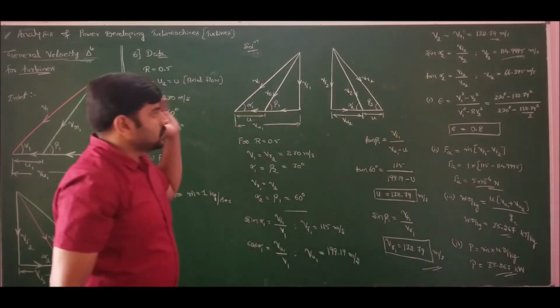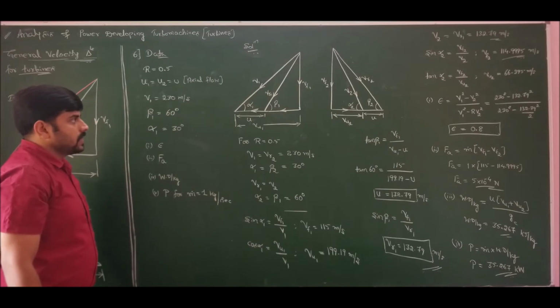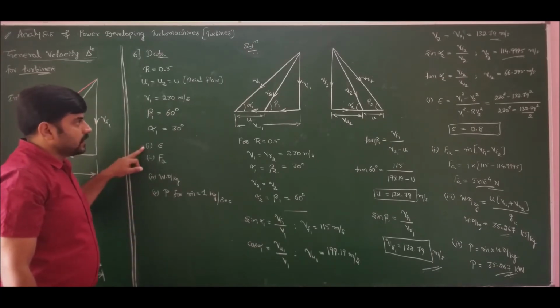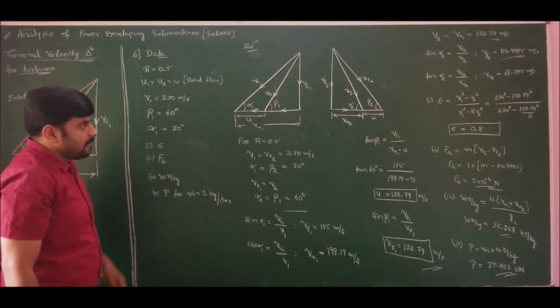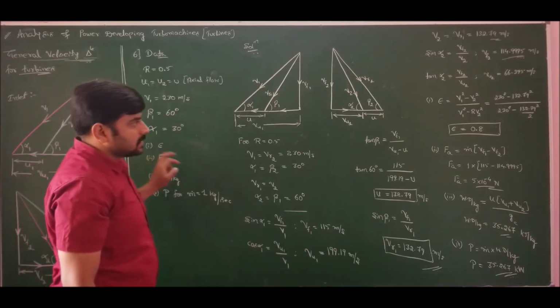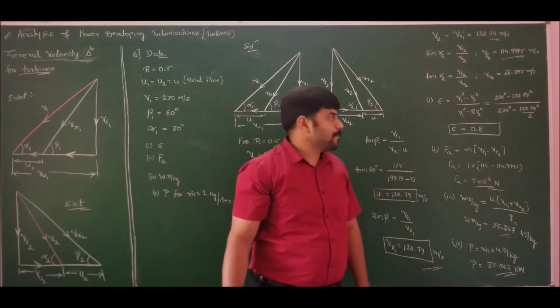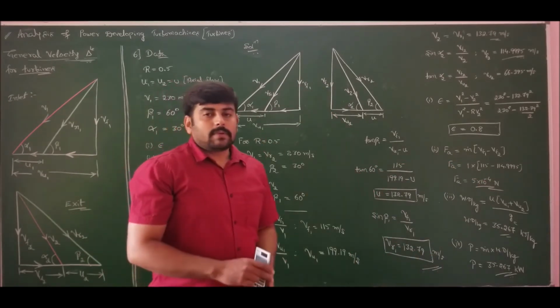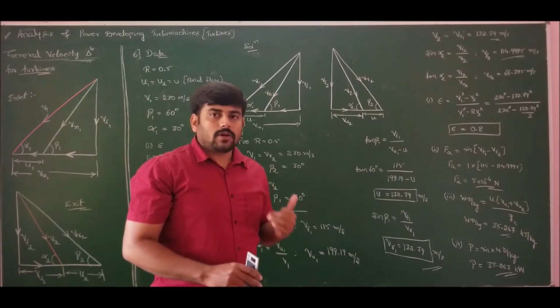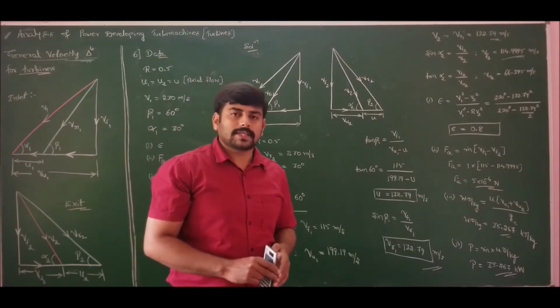So this is the solution for the given problem, in which we have calculated the utilization factor, axial thrust and power. If the tangential thrust is asked, then we should do m dot into Vu1 plus Vu2. Let me pause this video for a while so that you can copy this down. Later we will solve problem number 7.